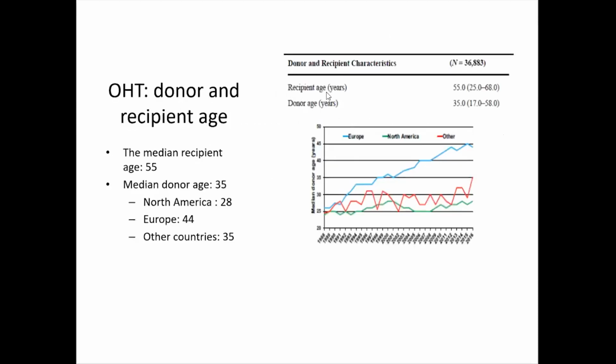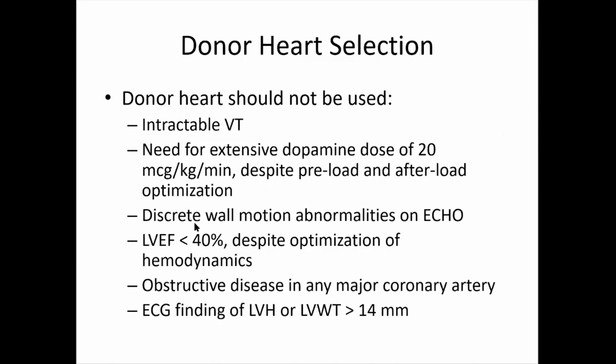These are the ones who get transplanted. The recipient age averages about 55. The donor age is about 35, and it's different in different countries. In the United States, donors tend to be younger, an average of 28 years old. And in Europe, the donors are older, with an average age of 44.